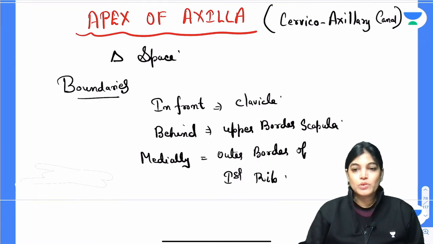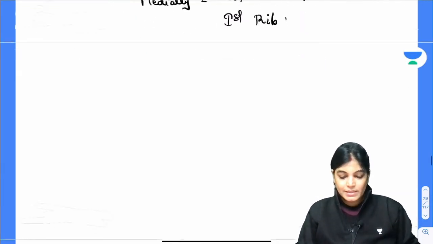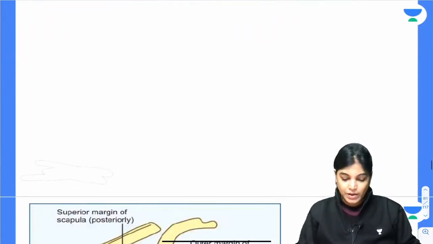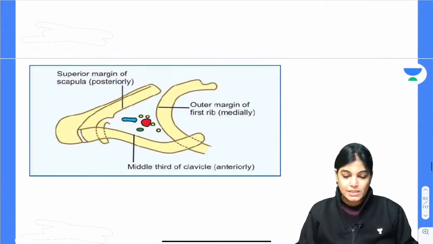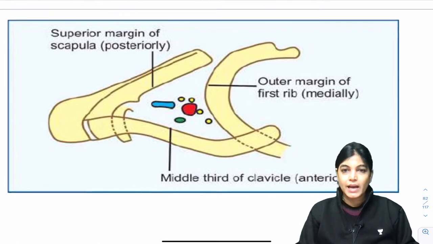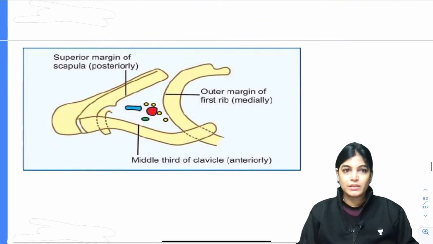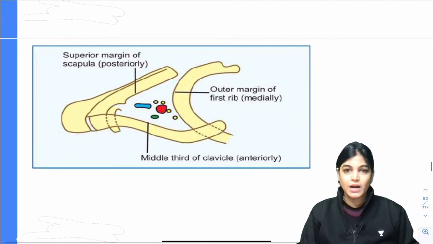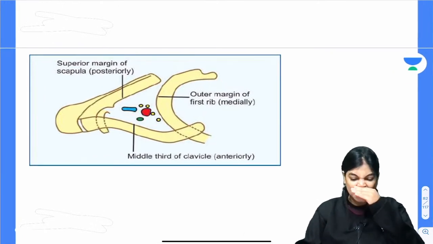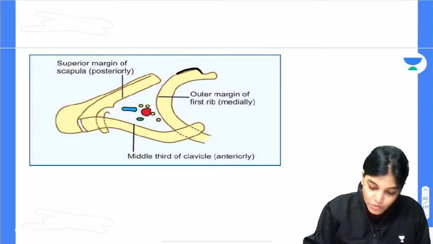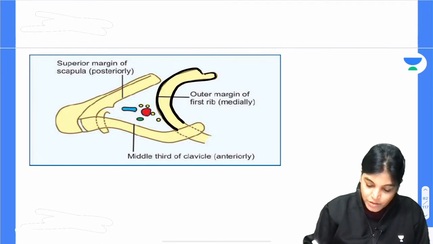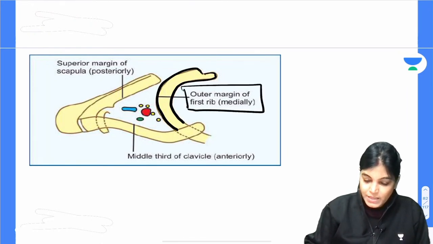I would like to show you an image for it for your better understanding. So let's focus on the cervico-axillary canal. See here, this diagram is quite visible, no need to enlarge I think. Now you can see here, this is the outer border of the first rib, which is forming its medial boundary.